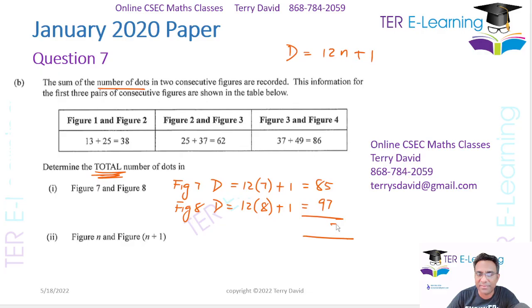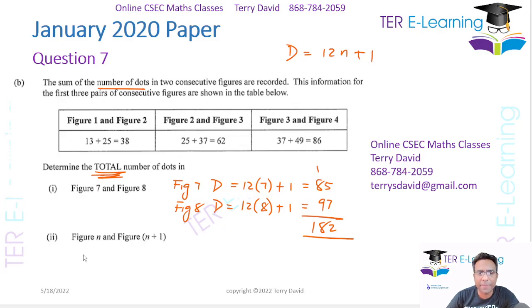7 and 5 is 12, 9 and 1 is 10, 18. So in this case I'm getting 182, right? You're getting 182.